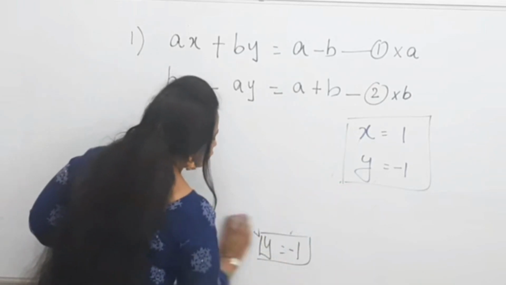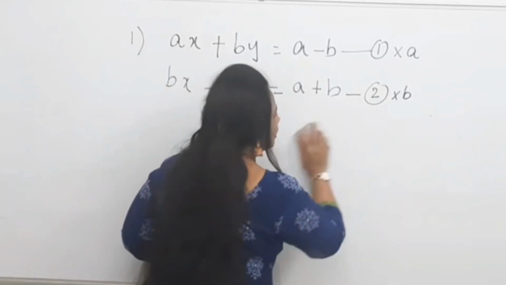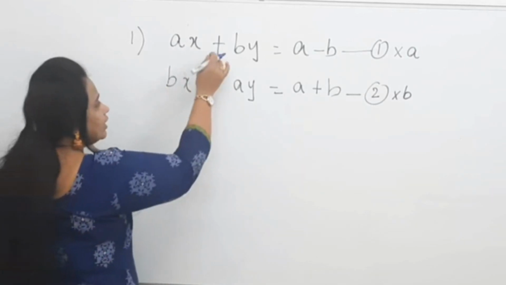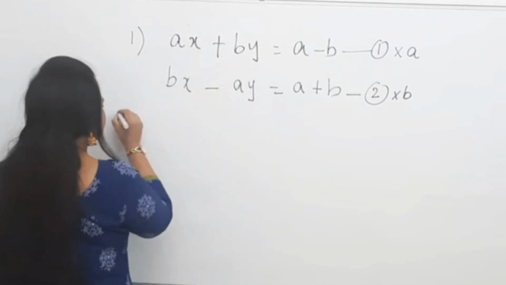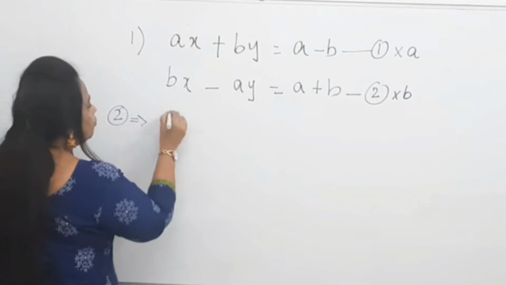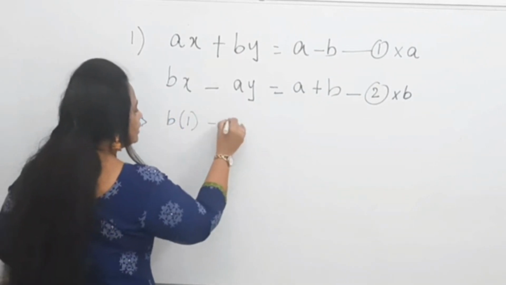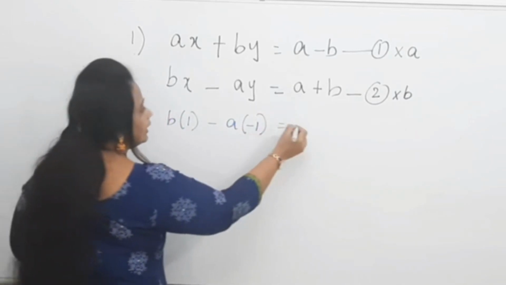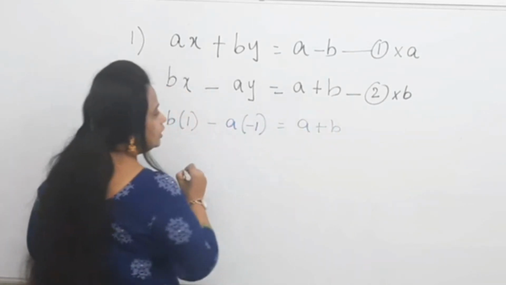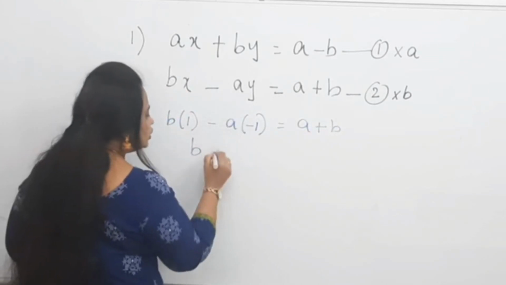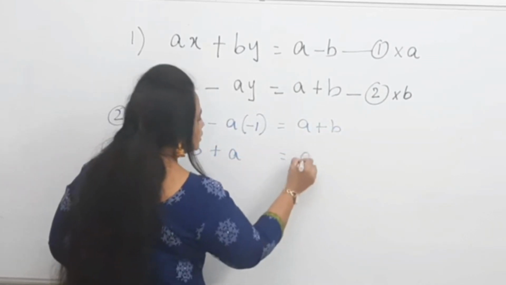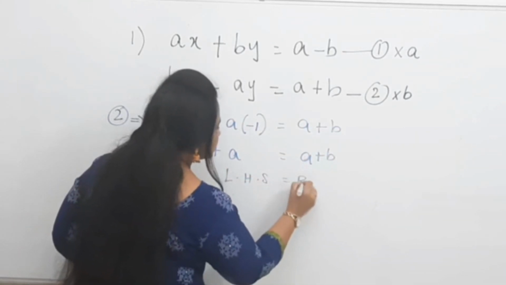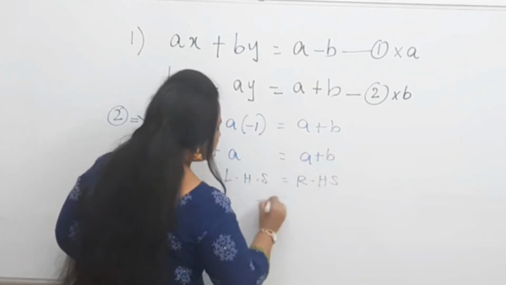So x is equal to 1, y is equal to minus 1. I will substitute in any one of the equations. Since I've already taken the first equation, let me take my second equation now. So b into 1 minus a into minus 1 must be equal to a plus b. So that is b minus into minus is equal to a, which is equal to a plus b. LHS is equal to RHS. That means my values are correct.